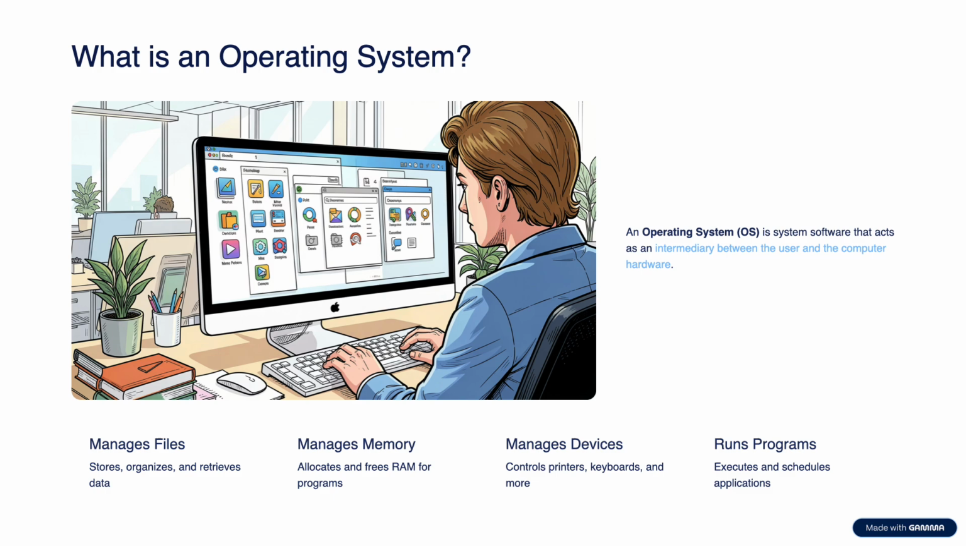Let's look at the main tasks that every operating system does. First up, file management. When you save a document, download an image, or create a folder, the OS figures out where to put the data on your hard drive or SSD. It keeps a map inside to help you find your files quickly.